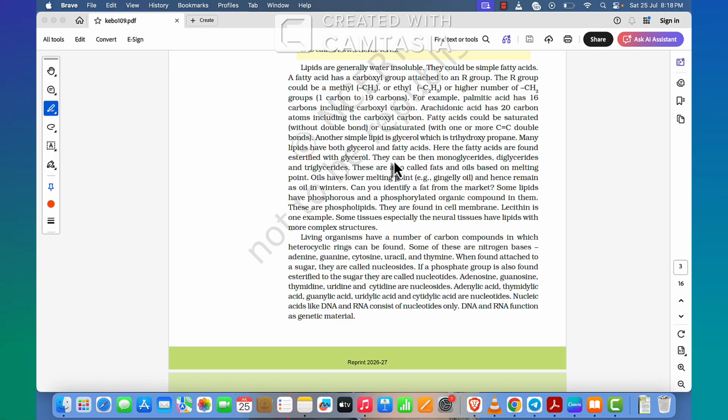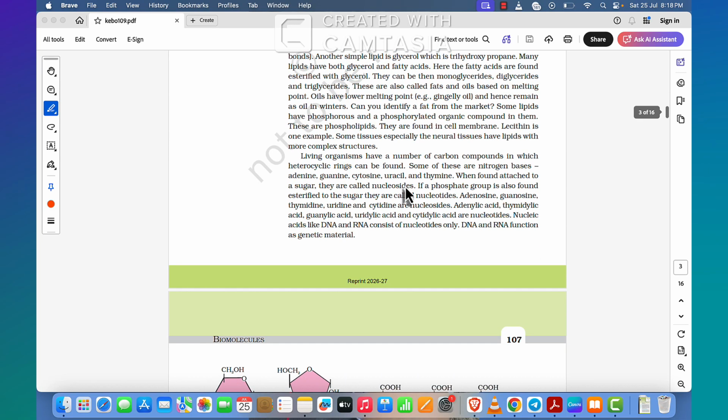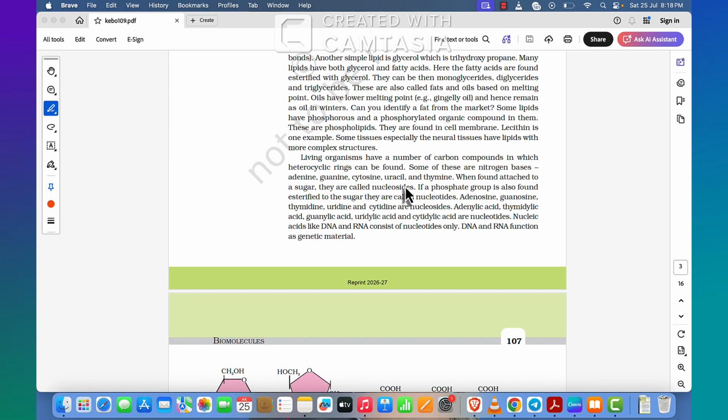Another simple lipid is glycerol, which is trihydroxypropane. Many lipids have both glycerol and fatty acid. Here the fatty acids are found esterified with glycerol. They can be then monoglycerides, diglycerides, and triglycerides.